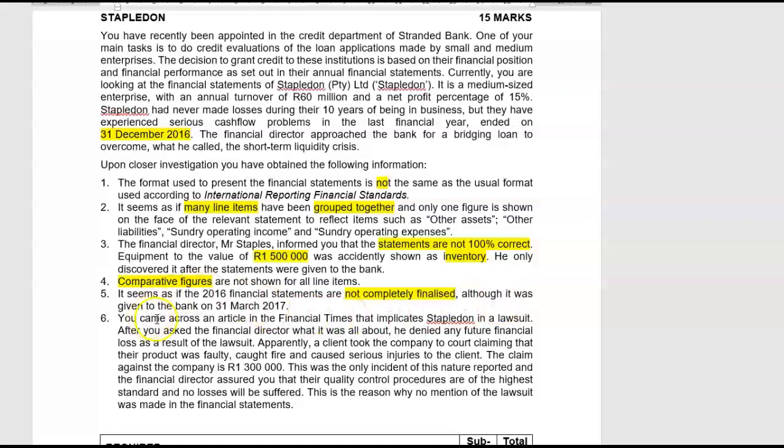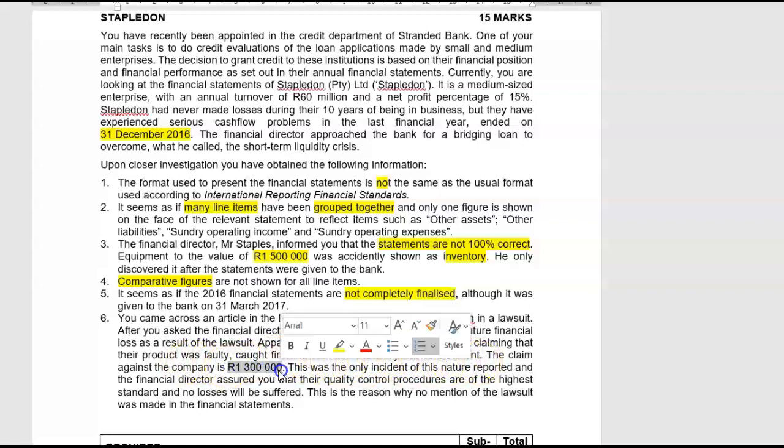Number 6, you came across an article in the Financial Times that implicates Stapledon in a lawsuit. After you asked the financial director what it was all about, he denied any future financial loss as a result of the lawsuit. Apparently, a client took the company to court claiming their product was faulty. It caught fire and caused serious injuries to the client. The claim against the company is 1.3 million rand.